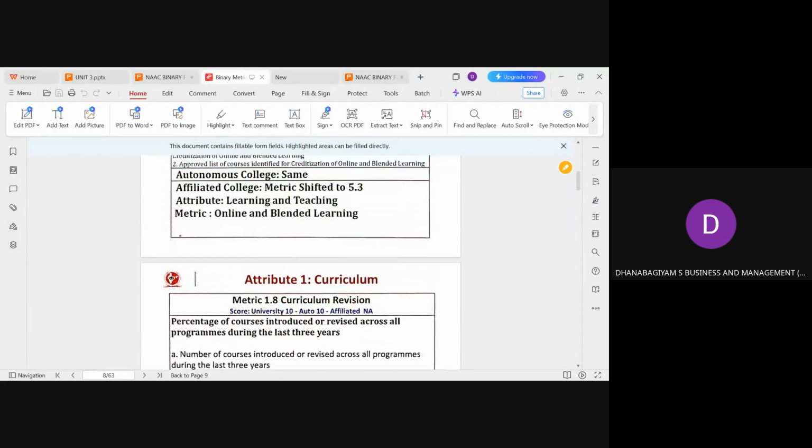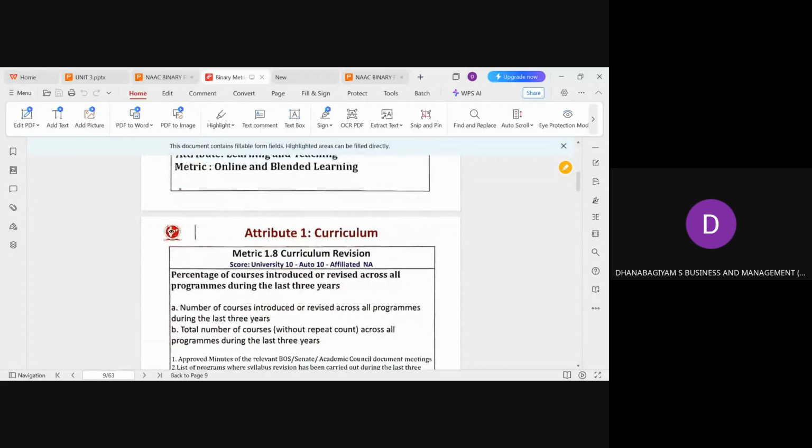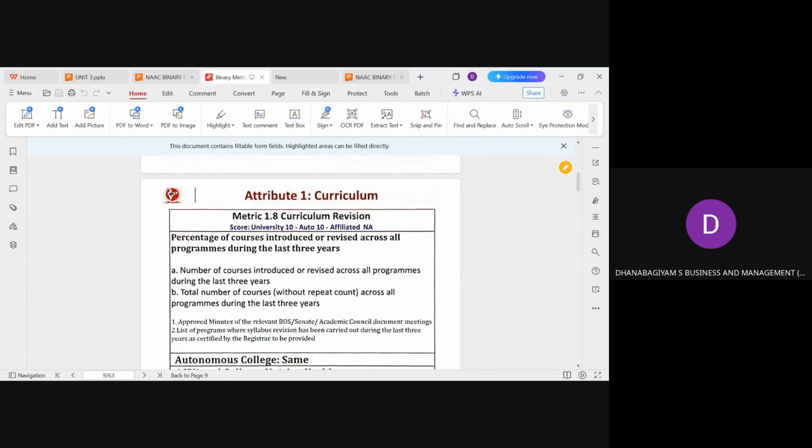So this is something related with 1.7, and 1.8 is something with the curriculum revision. So this curriculum revision, basically, is the number of courses introduced or revised. So earlier, some universities and some colleges, if you see, keep very old courses, which are not useful to the students when they go out of the institute. Also, when they go out of the college and get placed in some industry, the courses are more and more irrelevant. So those courses need to be revised, and the revision definitely should happen in many of the courses.